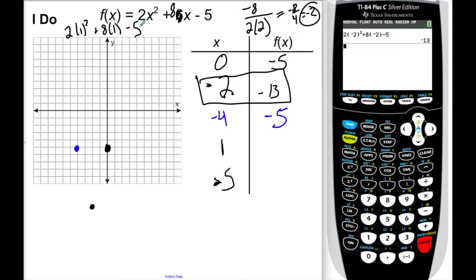Okay, so I do 1 squared, which is 1. 1 times 2 is 2. 8 times 1 is 8. And then the minus 5 comes through. So this is 10 minus 5, which is 5. And now I know.